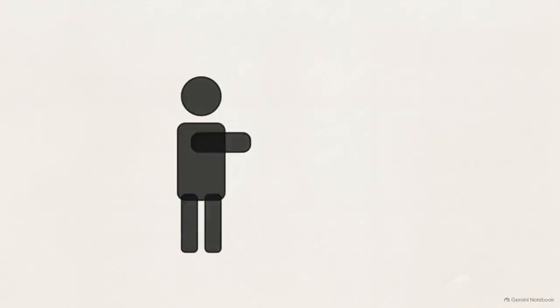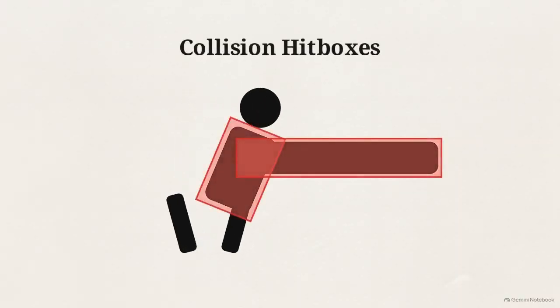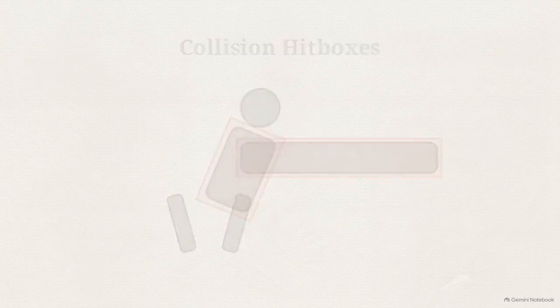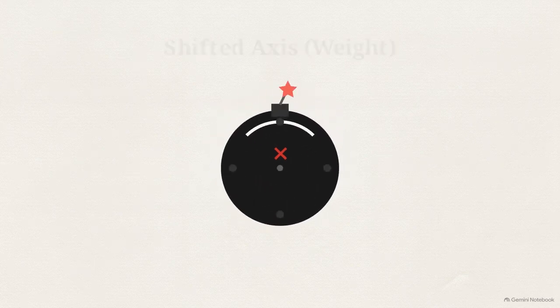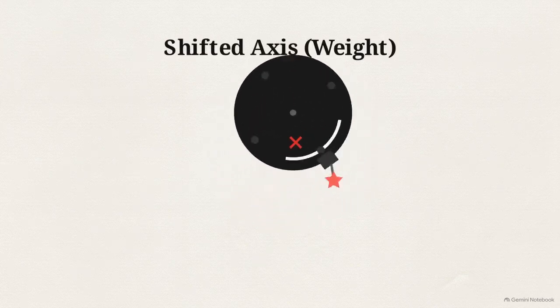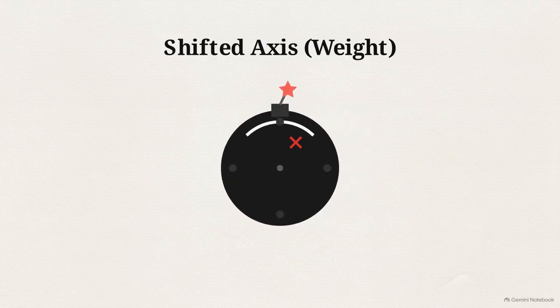Every exaggerated pose must perfectly align with the engine's invisible collision hitboxes, matching the actual damage radius. This applies to projectiles too. Shifting the rotation axis slightly off-center creates a chaotic, heavy wobble that communicates weight better than mechanical spins.